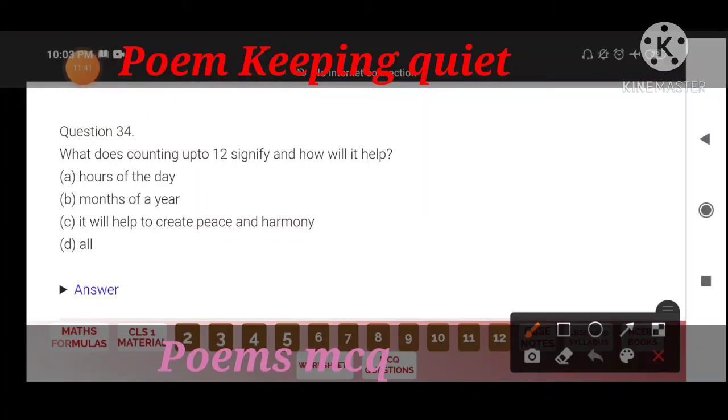What does the counting up to 12 signify and how will it help? Hours of the day, months of a year, it will help to create peace and harmony, all. So our answer is all.